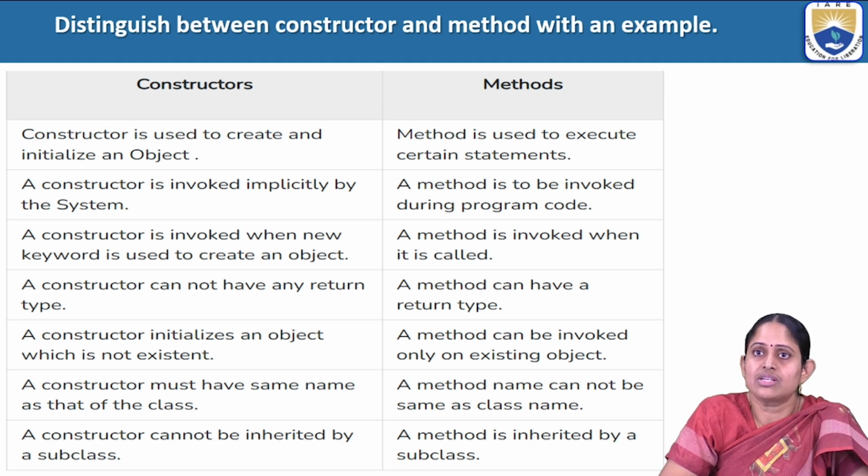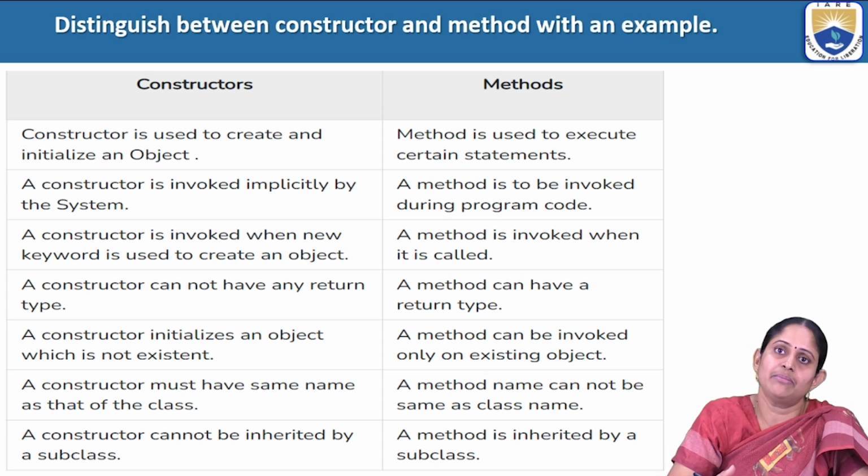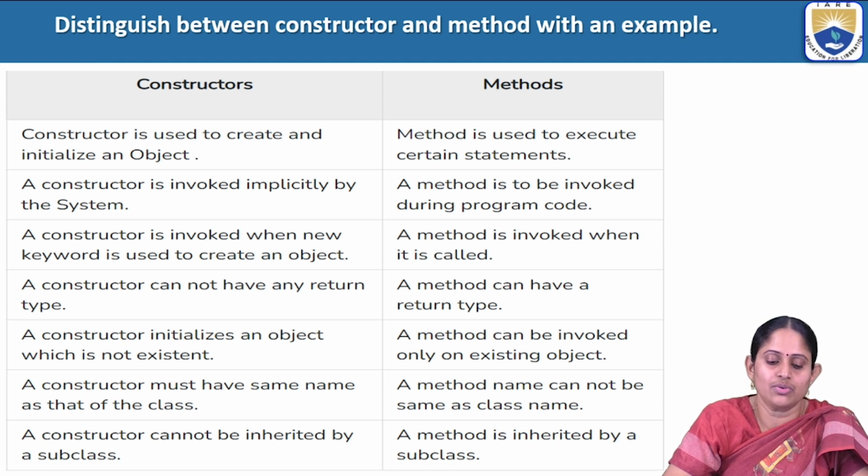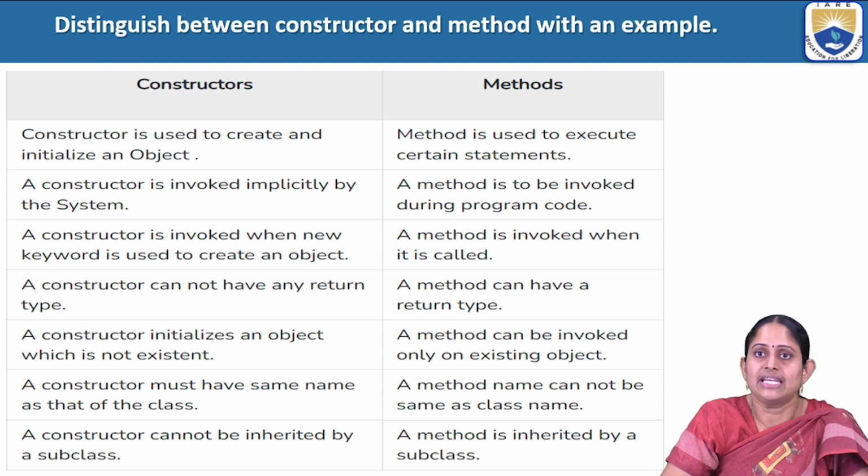It can be invoked implicitly by the system. So while the object is created, the JDK itself will be invoking the constructor. It is invoked when a new keyword is used to create an object. It doesn't have any return type. It initializes an object which is not existing, and it must have the same name as that of the class, and it cannot be inherited by a subclass.